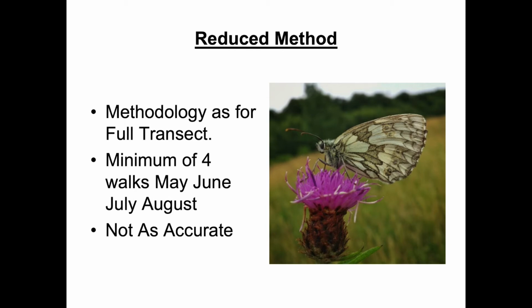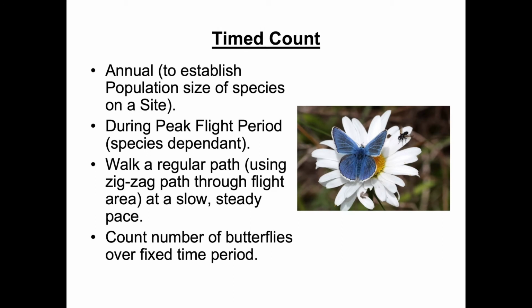So it is a decent method. Finally, there's a time count, and this is to establish population sizes. And this is often used for species like the pearl-bordered fritillary that can move around a habitat following coppiced woodlands or something like that, or on sites where we can only get there probably once a year because access is a bit difficult to arrange.